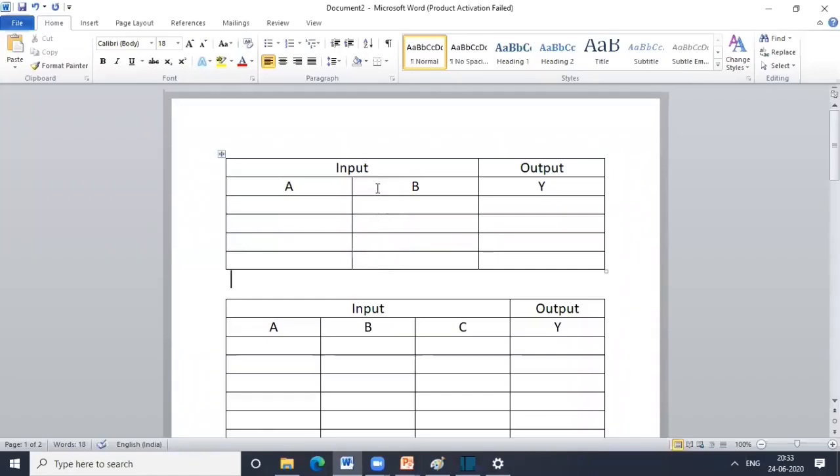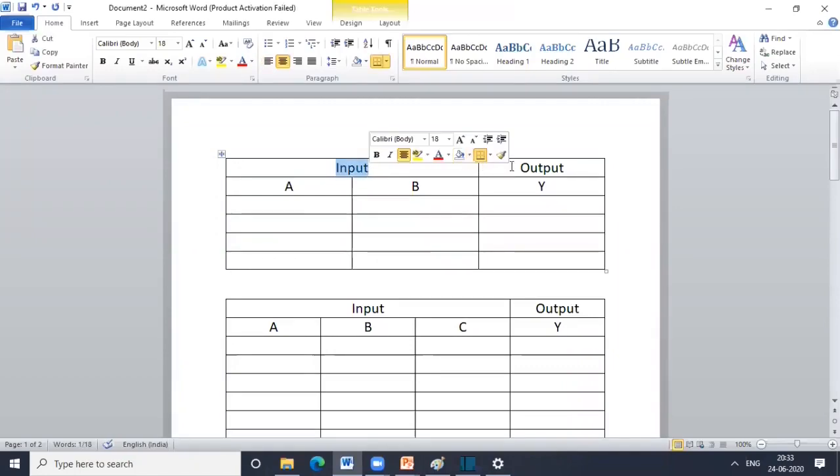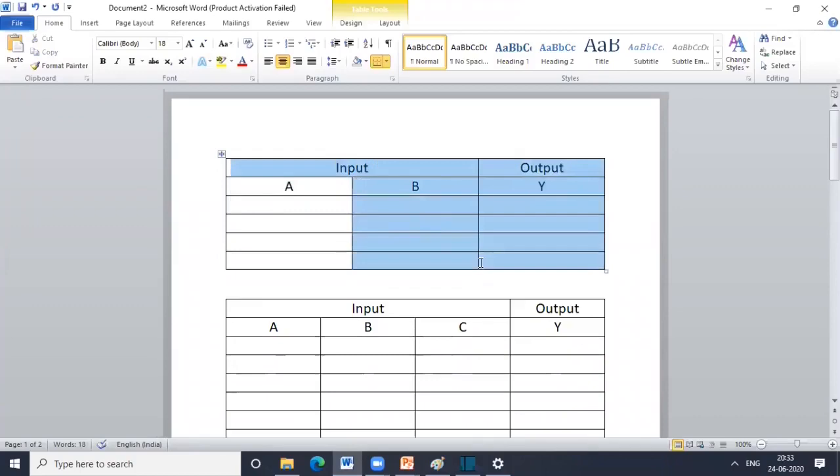So a truth table mainly contains 2 types of columns. First one is the input column and second one is the output column. Let's assume that we have one digital circuit which is accepting 2 inputs and producing 1 output. So in that case, our truth table will look something like this. Okay, so there are 2 inputs A and B, and there is 1 output.